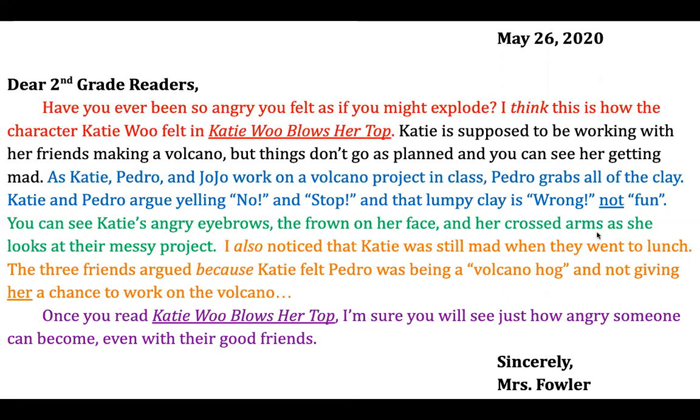And then I continued with some information I got from the pictures. You can see Katie's angry eyebrows, the frown on her face, and her crossed arms as she looks at their messy project. Okay, so that further shows how she's getting upset. And then I used some connecting or linking words, and that would be to show a reason. I also noticed that Katie was still mad when they went to lunch. The 3 friends argued because Katie felt Pedro was being a volcano hog and not giving her a chance to work on the volcano. So you can see when I use the word because to show when I was explaining my reason. And I could have gone on and found other examples, but I just wanted to keep this a little bit brief for you all.